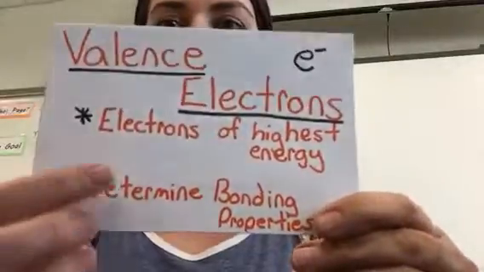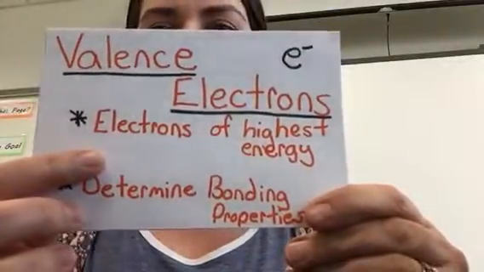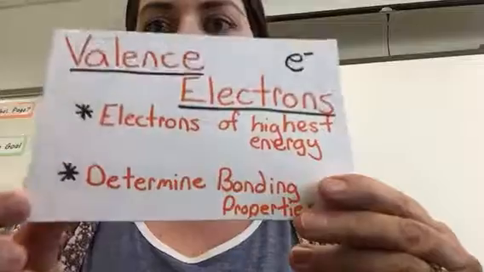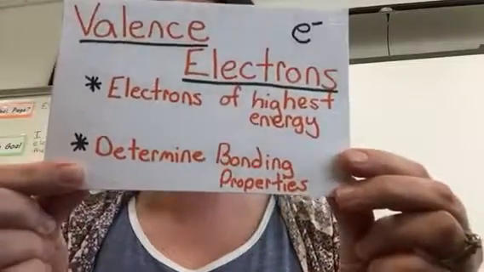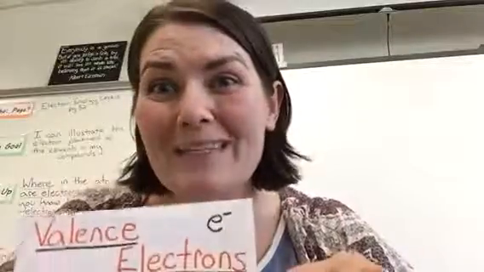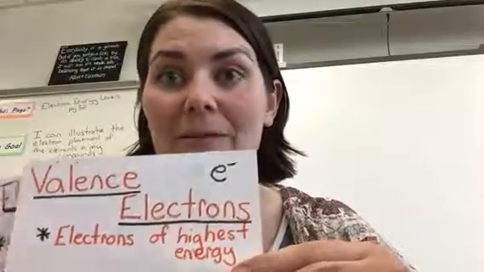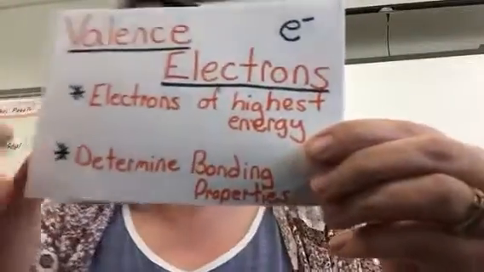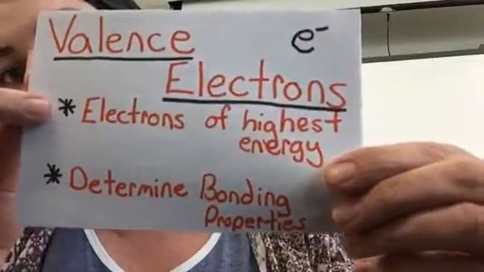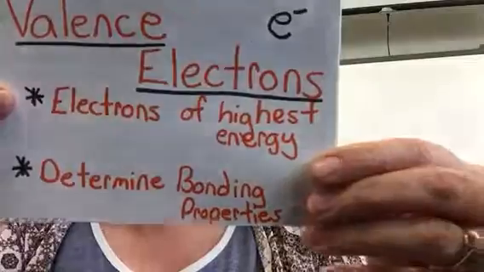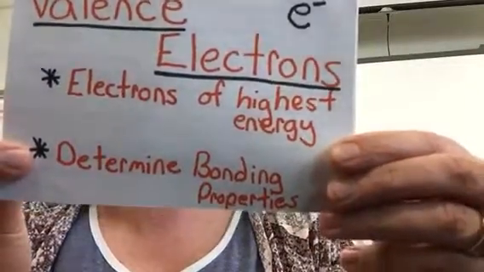I tell you, they are the electrons on the outermost energy level. They determine the bonding properties of the elements, which are really important. In some of our classes, we talked about that. Some of you are going to be figuring that out today. Okay, so our valence electrons, again, are the electrons on the outermost energy level, and they're really important for bonding.